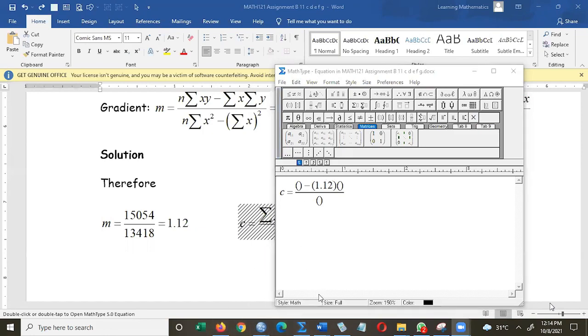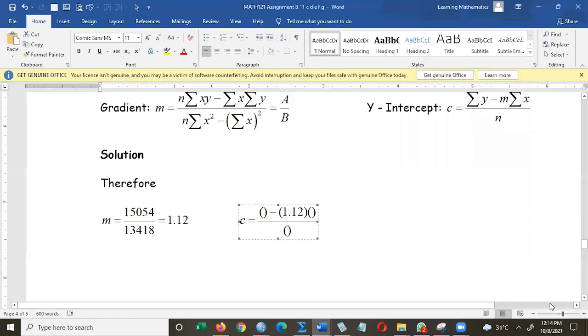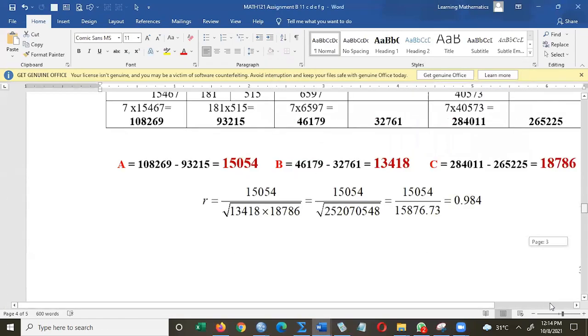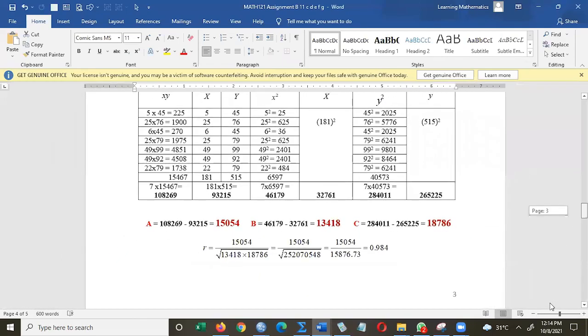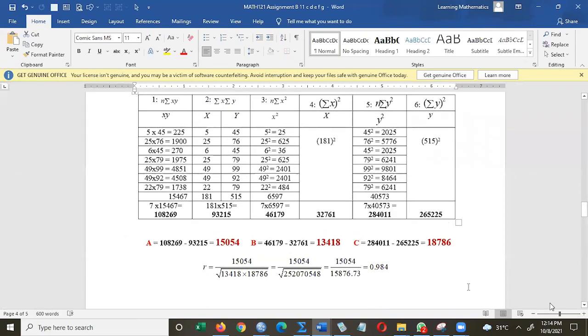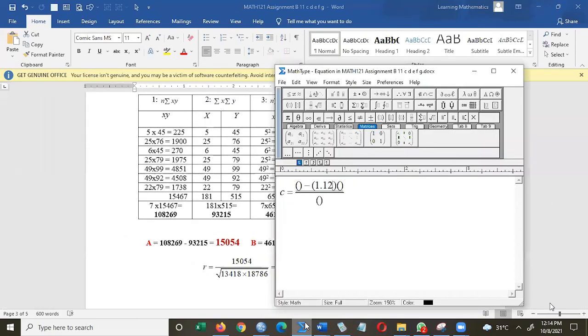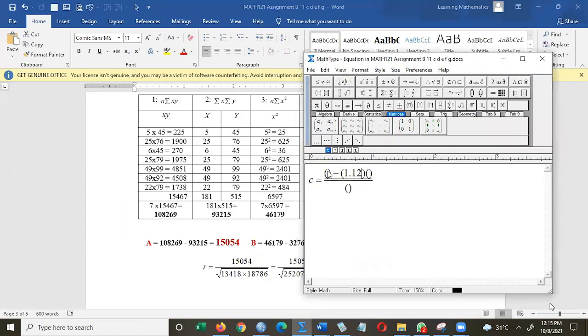Therefore, the sum of y, the sum of x and n, we can go up there and retrieve those numbers. You can see a lot of numbers there. So can you please identify which one is the sum of y, which one is the sum of x, and which one is n?